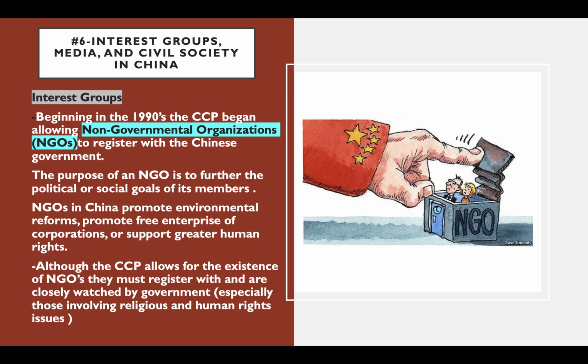Okay. You need to know that non-governmental organizations are foreign companies who are given access to China to build factories. Okay? Now, this is all going to be stimulated.